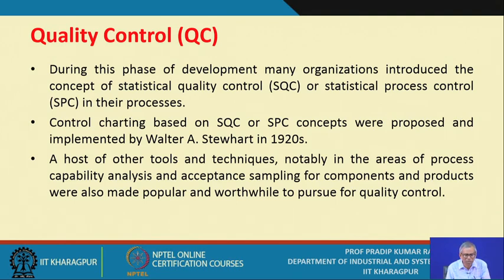A host of other tools and techniques, notably in the areas of process capability analysis and acceptance sampling for components and products, were also made popular and worthwhile to pursue for quality control. Subsequently, persons like Dodge and Romig contributed a lot in the area of acceptance sampling and in the area of process capability.